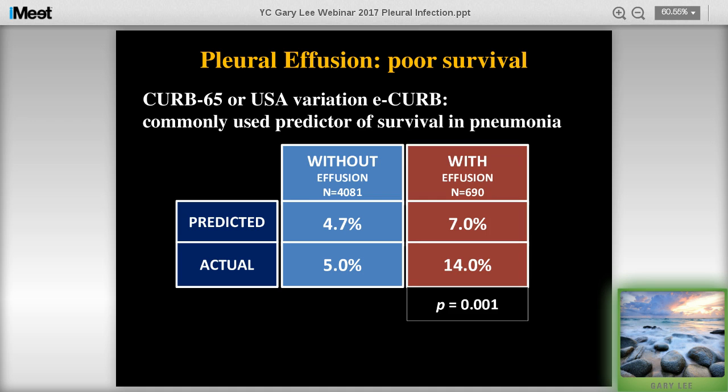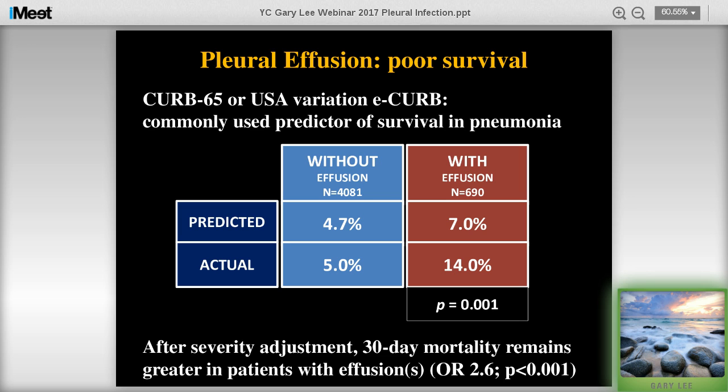However, if you look at those 700 patients who have pneumonia and the pleural effusion, the predicted mortality was 7%, but the actual mortality was twice as high. So in other words, CURB-65 or the curve grossly underestimated the mortality risk of those patients with pneumonia who present with a pleural effusion.